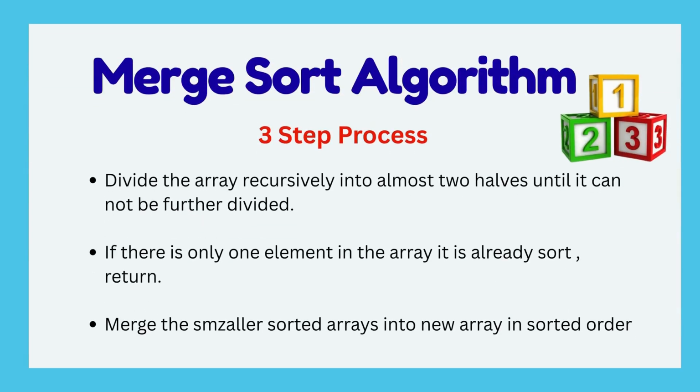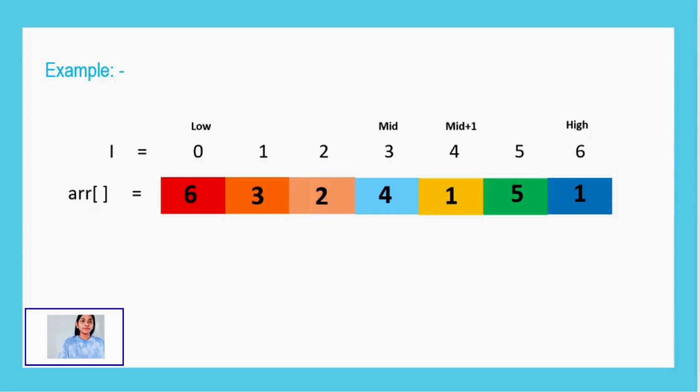Let's try to understand what the merge sort algorithm is. Merge sort is a simple three-step process. Divide the array recursively into almost two halves until it cannot be further divided. If there is only one element in the array, it is already sorted, so return. The last step is to merge the smaller sorted arrays into a new array in sorted order. We will understand each and every step in detail.